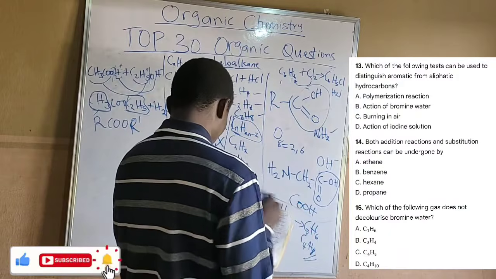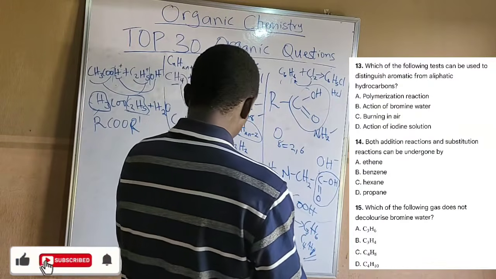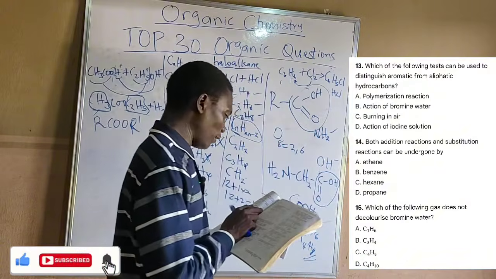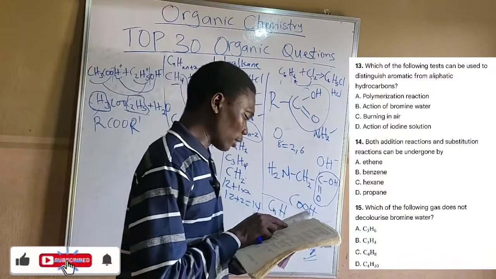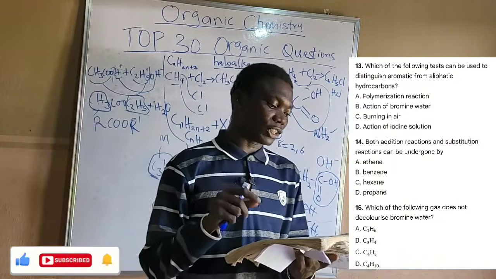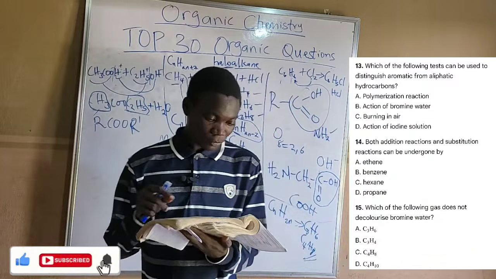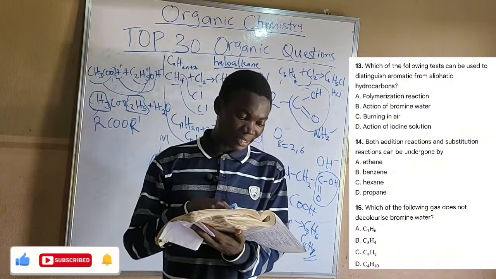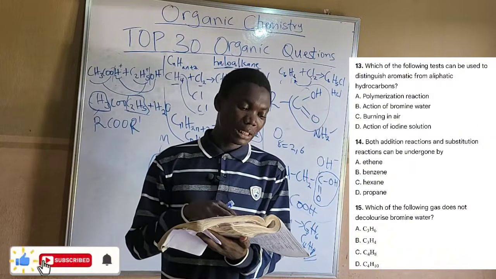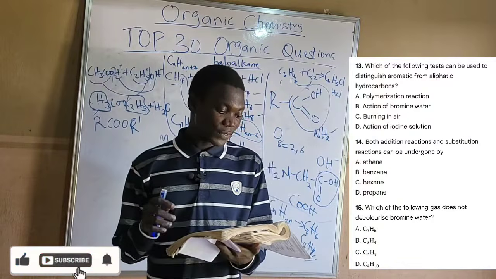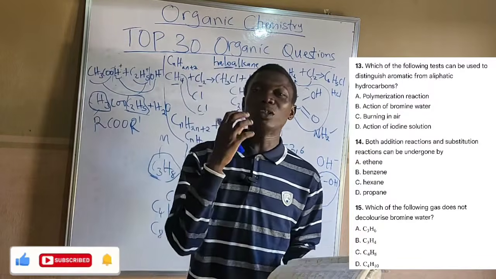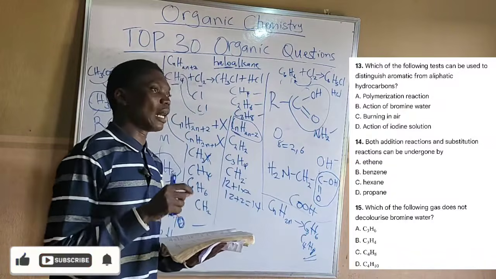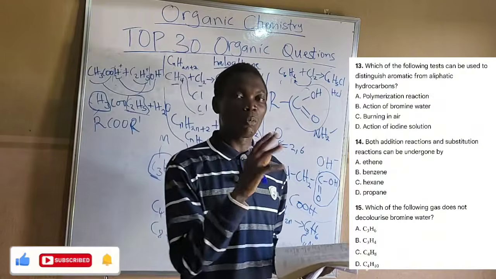So the next question we have is, which of the following tests can be used to distinguish aromatic from aliphatic hydrocarbons? How do you differentiate aromatic from aliphatic? It is due to the way they burn in air. Why? Because aromatic compounds burn with a sooty flame. But alkanes do not burn with a sooty flame.